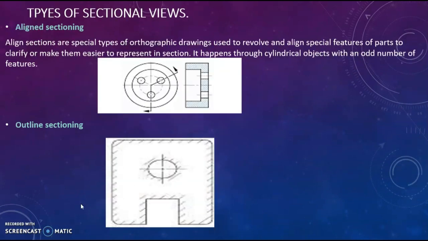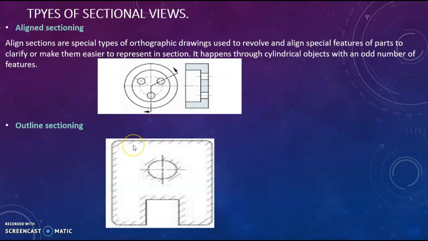Let's go to aligned sectioning. Aligned sectioning is a special type of drawing that is used to revolve and align special features of parts to clarify or make them easier to represent in the section. It happens in cylindrical objects with an odd number of features. The next sectioning is called outline sectioning. It's one of the minor sectioning. We do this type of sectioning on the outline of our technical drawing.